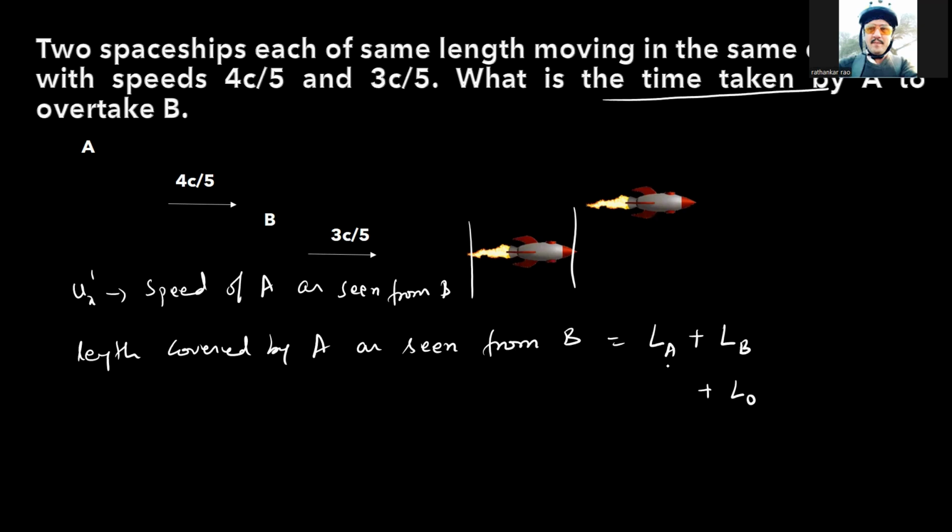But the length of A is not so. When this starts moving with this, it will observe that the length of A would be shorter compared to B, which should now be equal to L0 times the square root of 1 minus v squared by c squared.